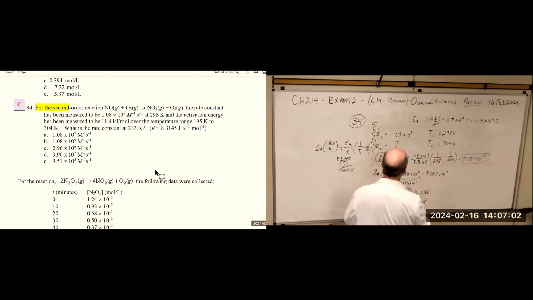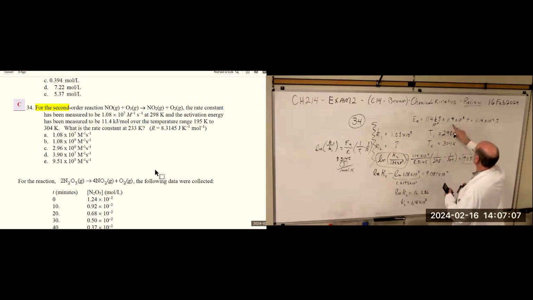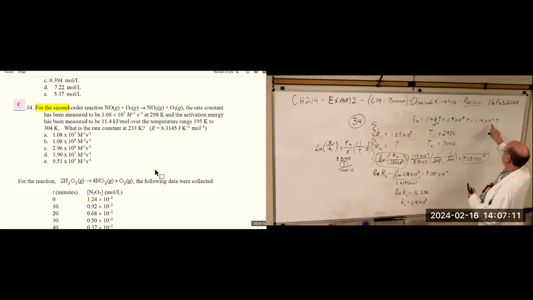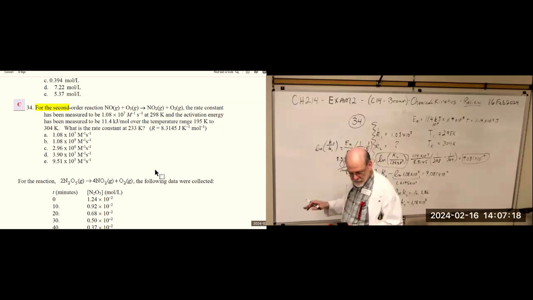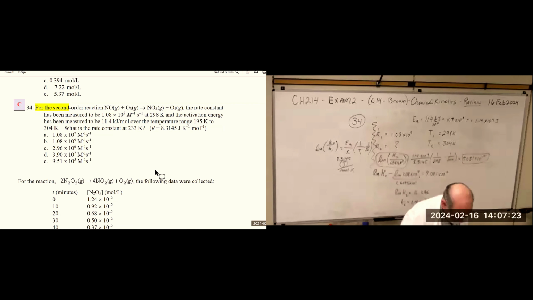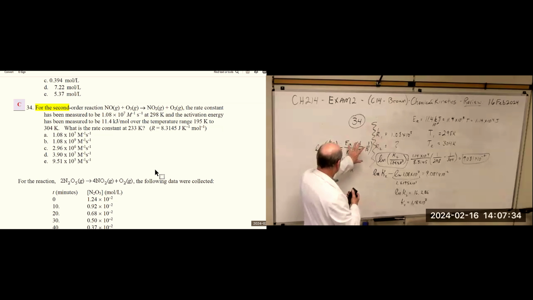Okay, let's see. Difference. Did I do this one right? 11.4 times 10 to the 3rd would be 11.4. 10.4. Yeah, that's right. Hold on a second. Reciprocal of 1 minus reciprocal of 2, and K2 over K1. Yeah, that's right. Okay, so the formula's right.